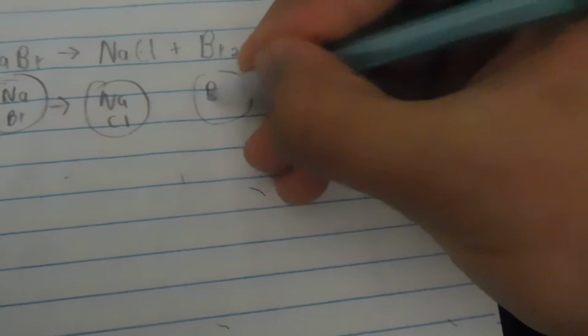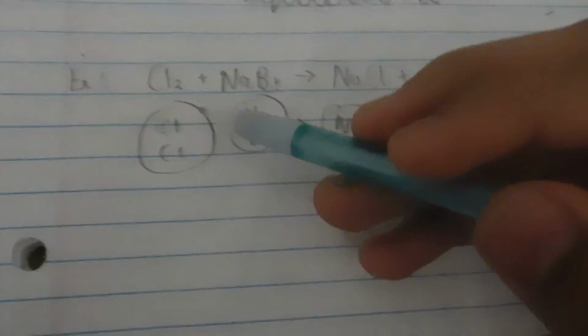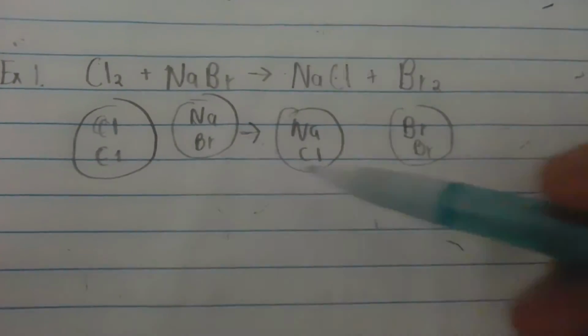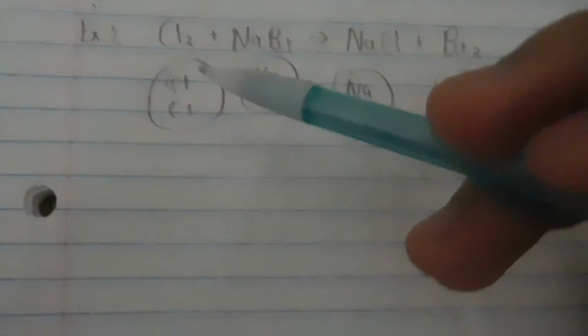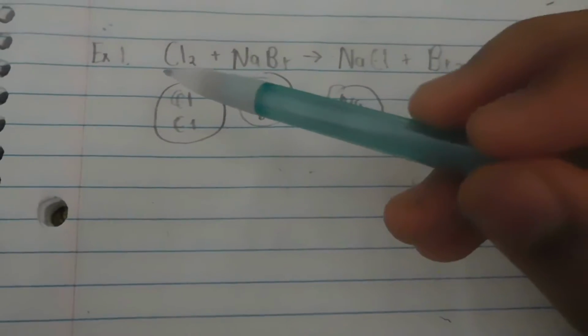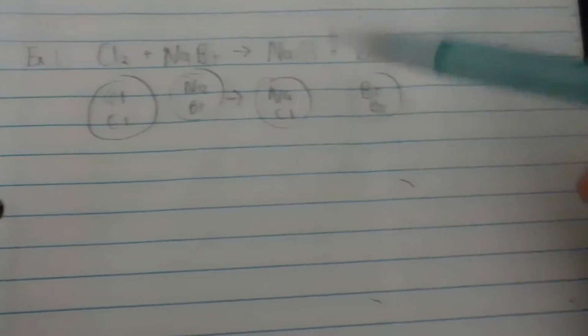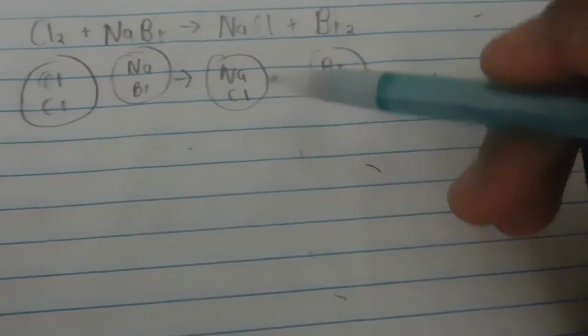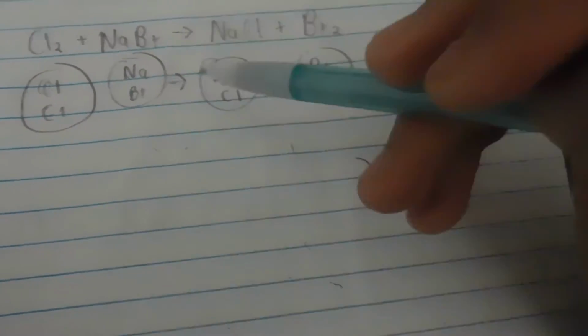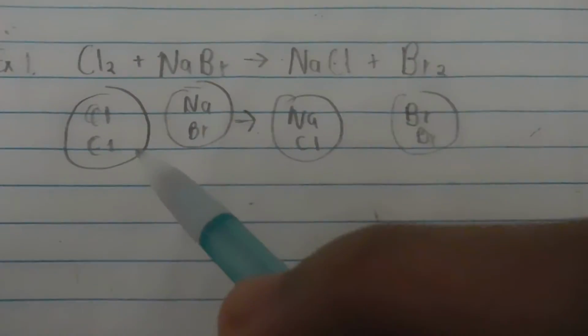Then it's going to be NaCl, 2 Brs, so Br, Br. So now we want to match these. That's basically what we're trying to do by balancing chemical equations. To do that, we need to count how many of each there are in the reactant and how many there are in the product. So 2 Cl's, 1 Cl. There's no other Cl. So we want to balance that Cl.